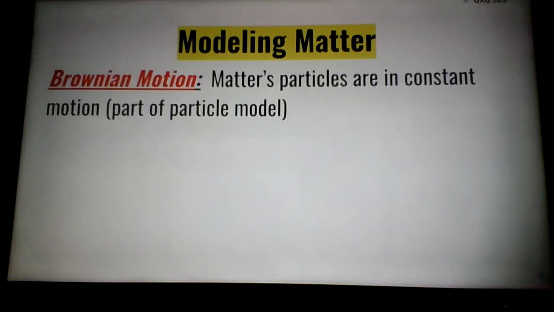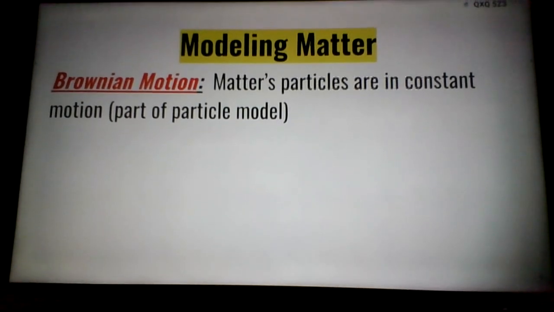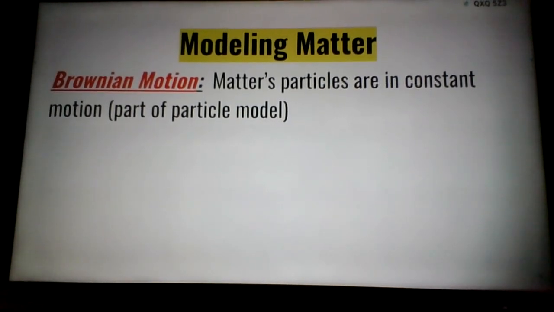Brownian motion. Matter's particles are always in constant motion. Tongue stumble once in a while, but just shows them human. This is also part of the particle model of matter, which we can talk about another time. Matter's particles are always in constant motion. Think of the air. The molecules that make up the air that we breathe, they're always moving. There's never a time where the particles are not moving.